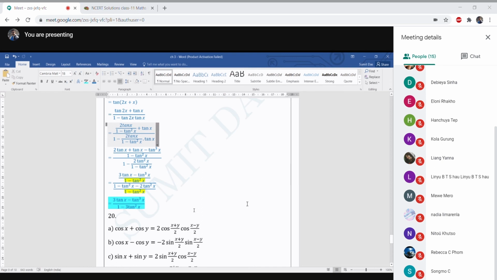This previously was the compound angle formula. This formula is called the transformation formula. Okay, these formulas are called transformation formulas.